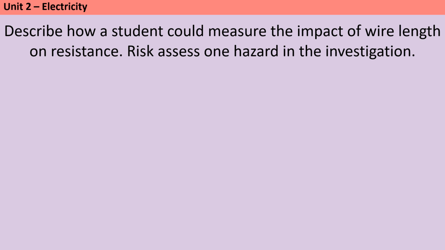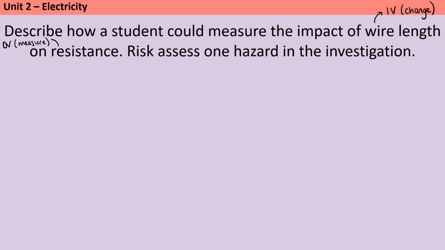So what would this look like in the context of an exam question? Before you start writing a method for one of the required practicals, or in fact any investigation in the science exams, it's a good idea to identify explicitly what the independent and dependent variables are. Because if you've written a method that doesn't include changing the independent variable, or doesn't include measuring the dependent variable, then you're going to be capped at quite a low mark, even if you've put in lots of other lovely detail. So in this investigation, we're changing the length of the wire, that's our independent variable, and then we're measuring the resistance.